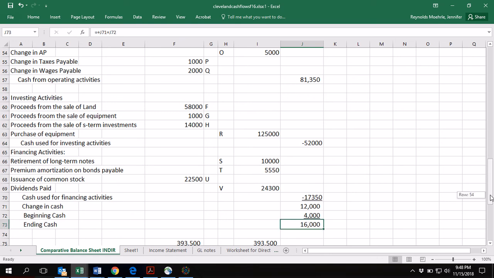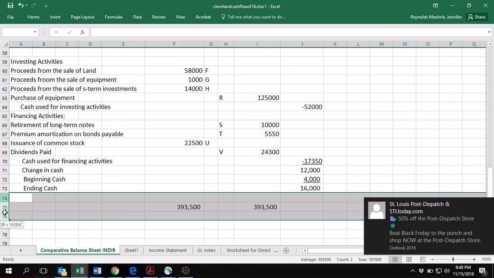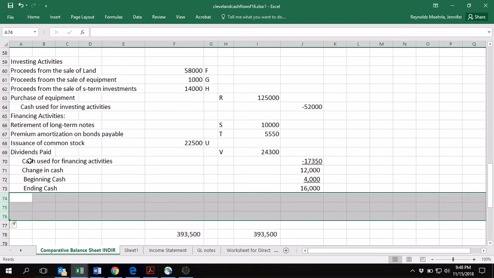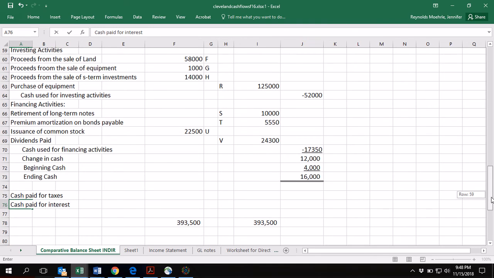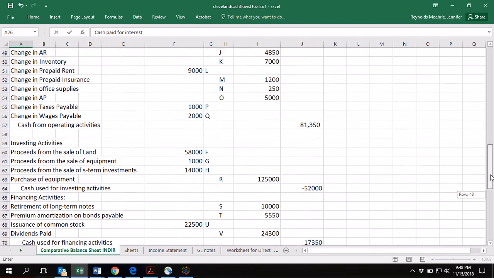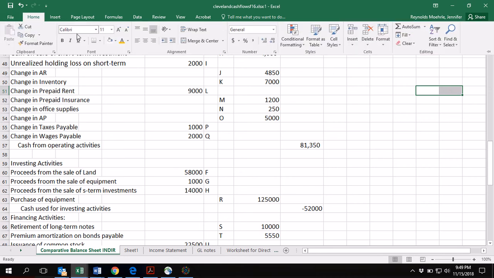All right, on the indirect method, there's a couple of disclosures that have to be added. And those, on the face of the statement, are cash paid for taxes and cash paid for interest. To figure those out, you have to use some T accounts. So to figure out the cash paid for taxes, we would want to look at the taxes payable account. Here I'm just going to make a quick little T account.